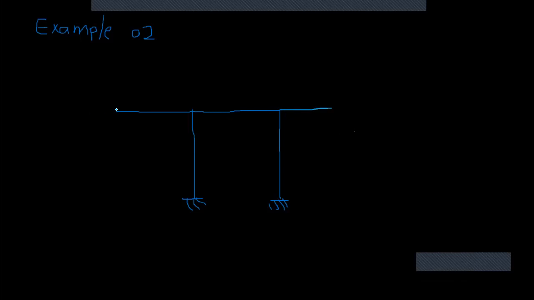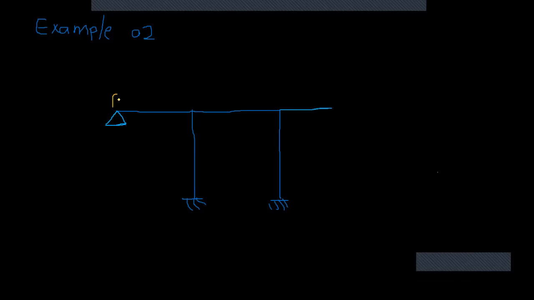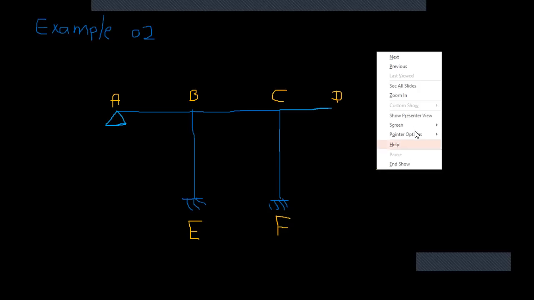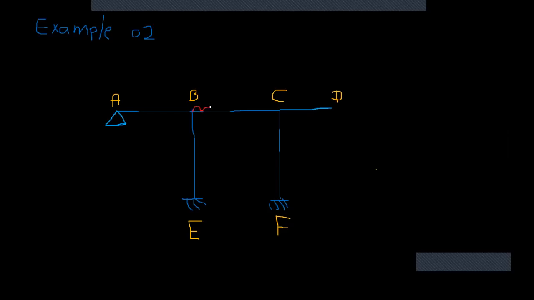Okay, so I will put a support. I'll name these A, B, C, D, E, and F. Okay, so I will have a UDL probably on here. So I would say 6 kilonewtons.